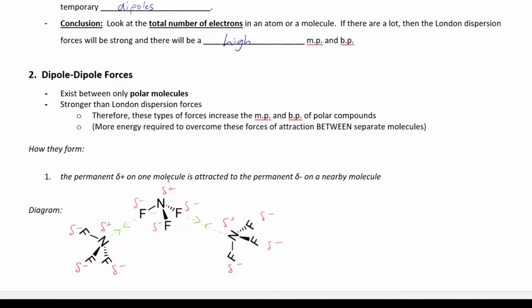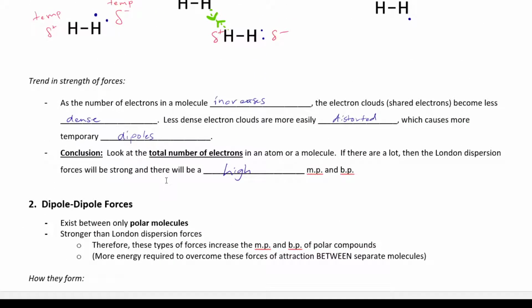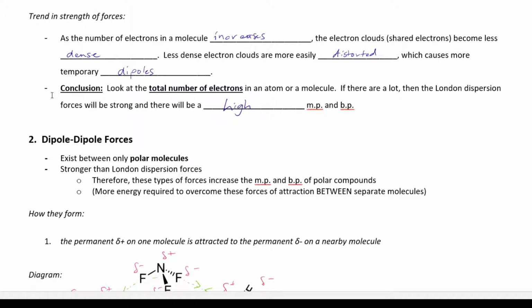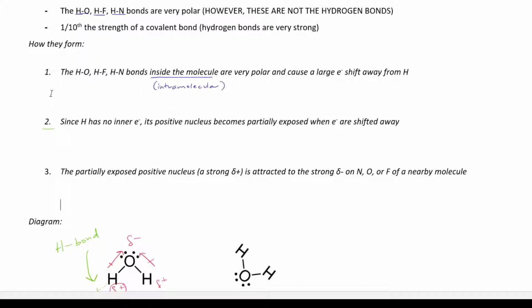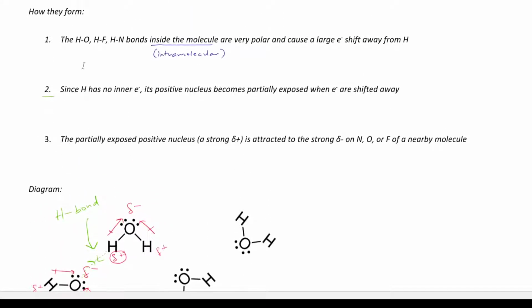Dipole-dipole forces exist between polar molecules. If the molecule is polar, it will have dipole-dipole forces, and those are slightly stronger than London dispersion forces. However, it's important to always calculate the total number of electrons for London dispersion forces, because it will help you see how strong those forces really are. And then finally, we looked at hydrogen bonding, which is a special type of dipole-dipole force between molecules that have these types of bonds: the HO, HF, and HN bonds.